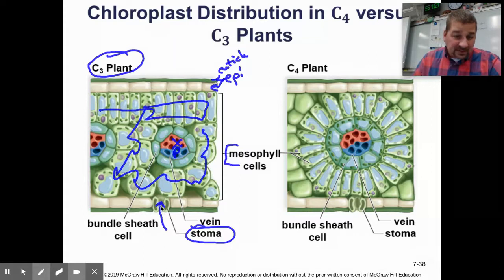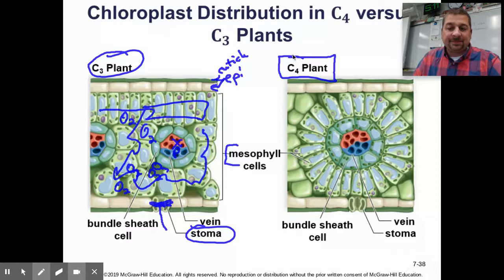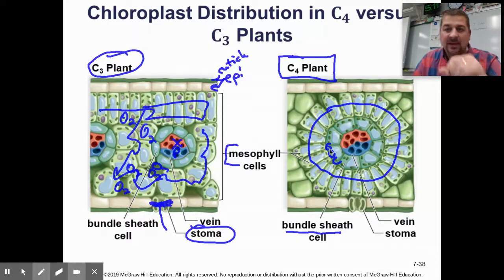So if these close and the O2 levels build up in here, you can see where that oxygen will combine with the RuBP and cause photorespiration. What a C4 plant does is it organizes the leaf a little bit differently. It puts the mesophyll cells around, right here, around the bundle sheath cells in here. Now notice these bundle sheath cells have chloroplasts.